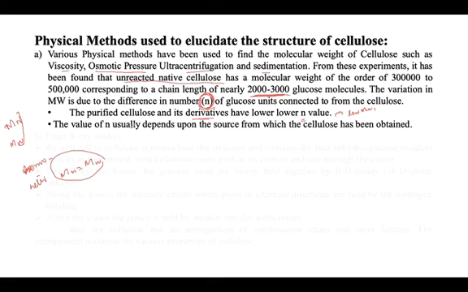And again, the value of n also depends on the source from which the cellulose has been obtained. So based on these two factors, its value ranges from 2000 to 3000 units. It depends on where we are getting the cellulose from, the technique we are using to isolate it, and whether the cellulose obtained is in purified form or in a raw form.